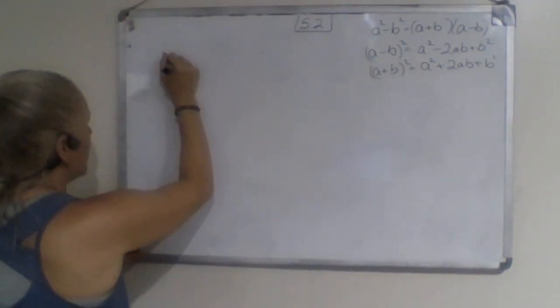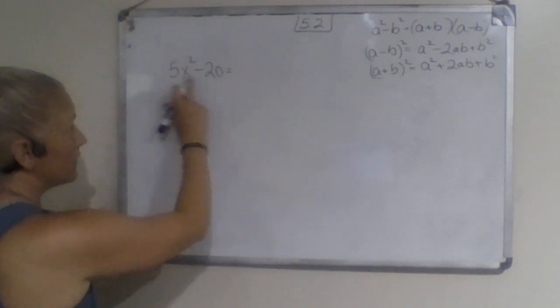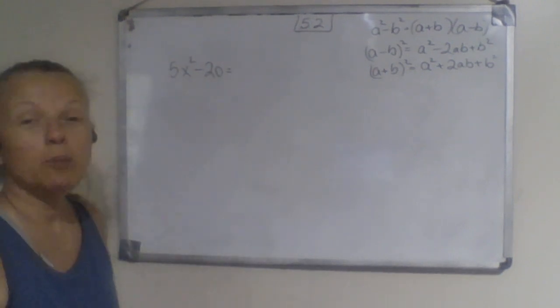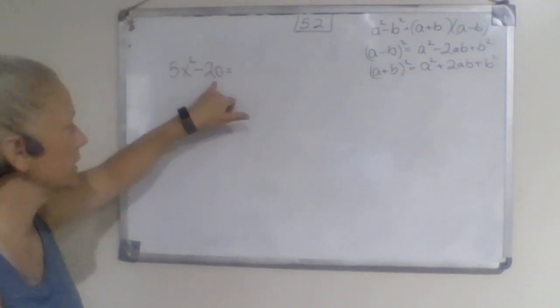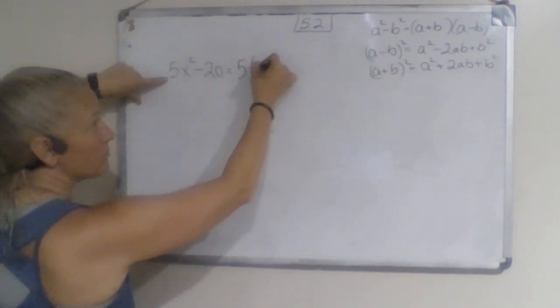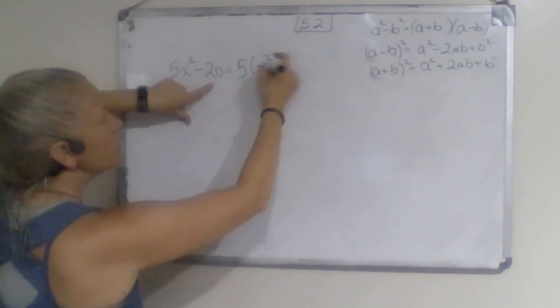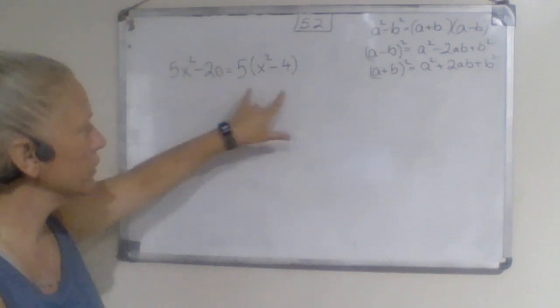What if I have 5x squared minus 20? This is not a perfect square. That is not a perfect square. But I can factor 5 out, right? 5 divides 5, and 5 divides 20. This becomes 5 times x squared minus 20 divided by 5, which is 4. Don't stop. You're not done. Look at this.